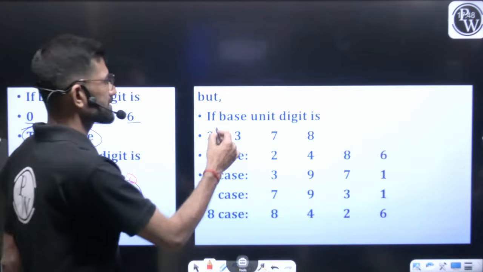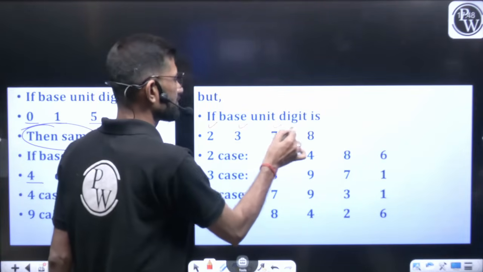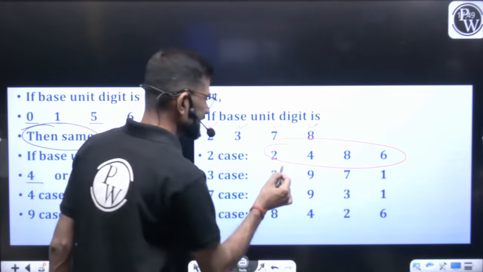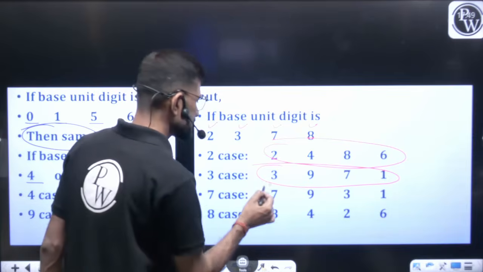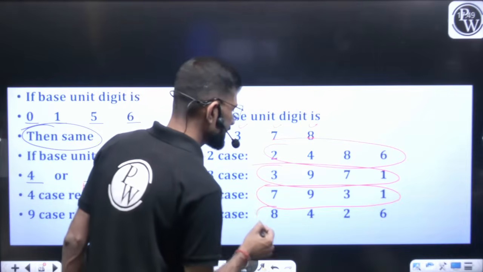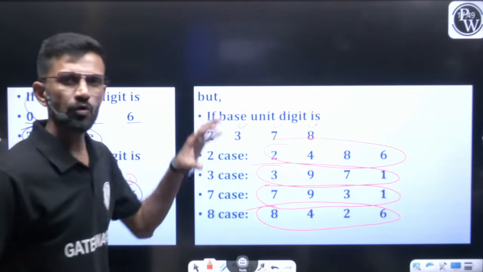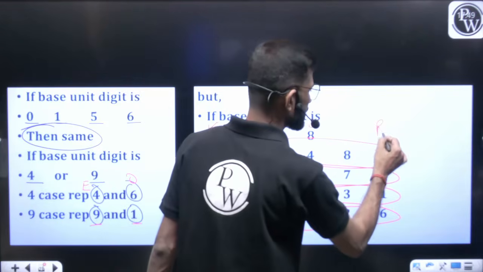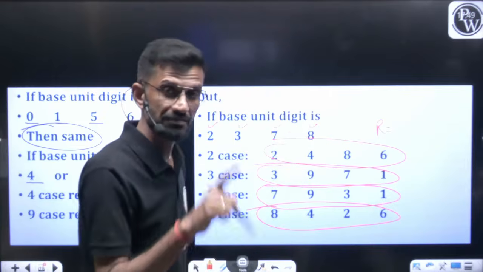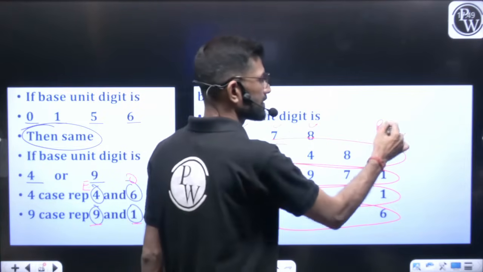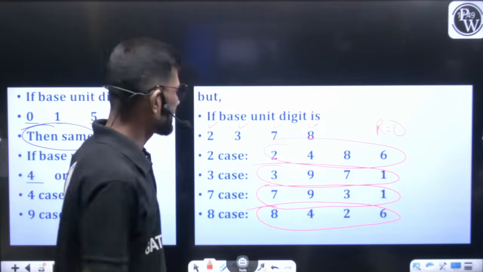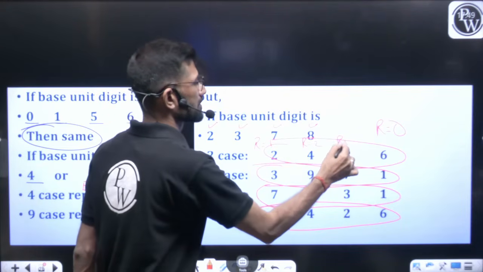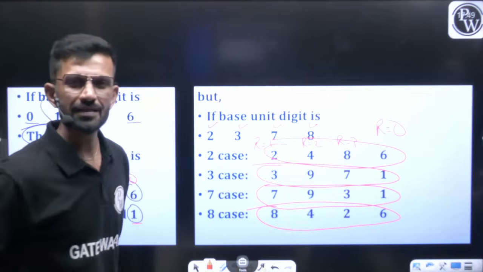And if the base last digit is 2, 3, 7 or 8, in the 2 case, these 4 numbers will be repeating. In the 3 case, these 4 numbers will be repeating. In the 7 case, these 4 numbers, and in the 8 case, these 4 numbers are repeating. So take the power, divide by 4. Remainder 1, the first one. Remainder 2, the second one. Remainder 3, the third one. If the remainder comes 0, if it is divisible by 4, the cycle ends there, the last one. That's it. Nothing else you'll get.